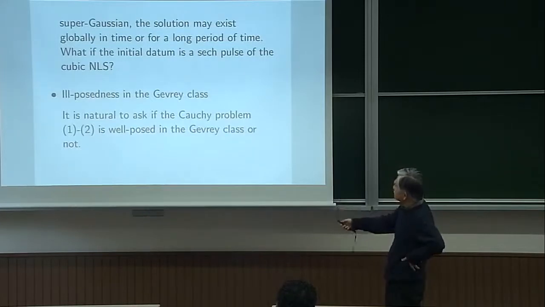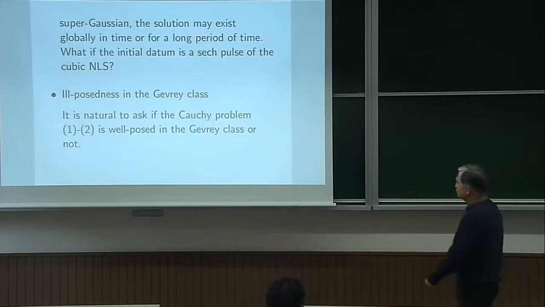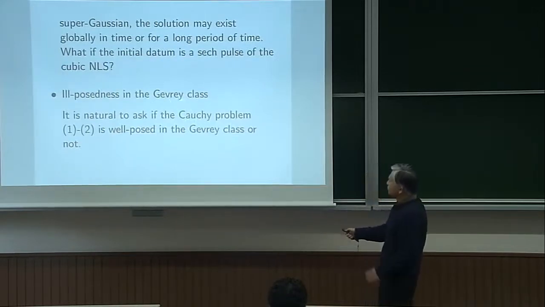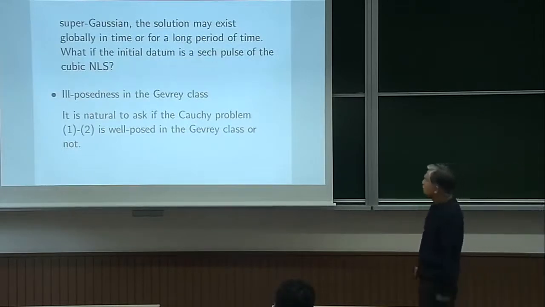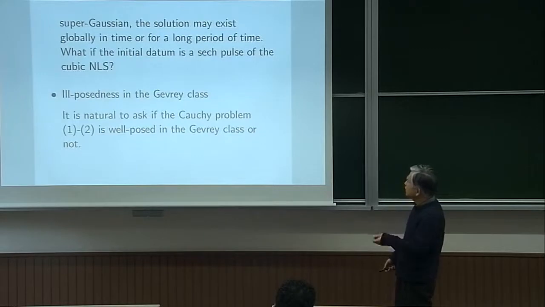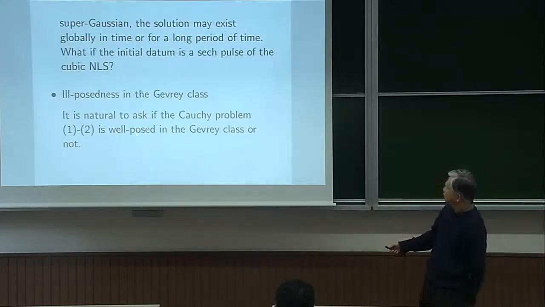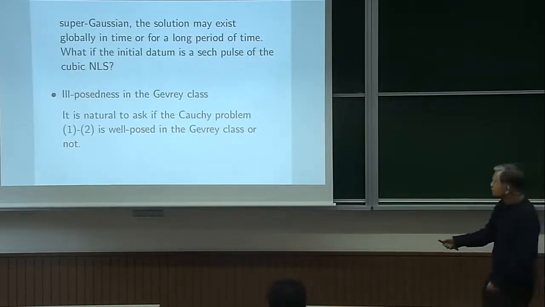And the third result is the ill-posedness in the Gevrey class. In linear PDE theories, the Gevrey class plays an important role concerning well-posedness and ill-posedness. This Gevrey class often gives a sharp boundary between ill-posedness and well-posedness. So it is natural to ask if our Cauchy problem is well-posed in the Gevrey class or not.